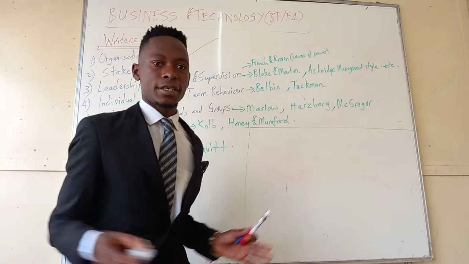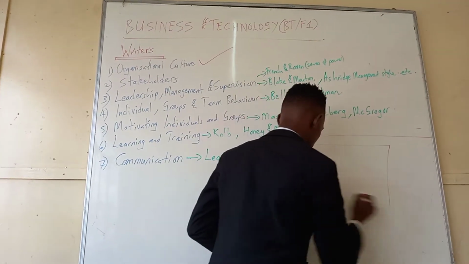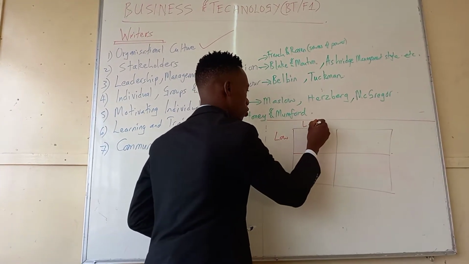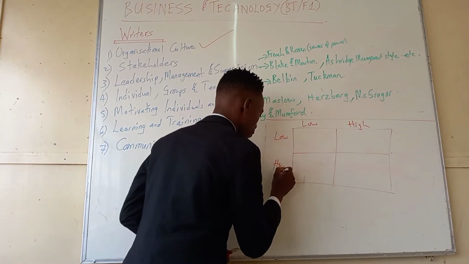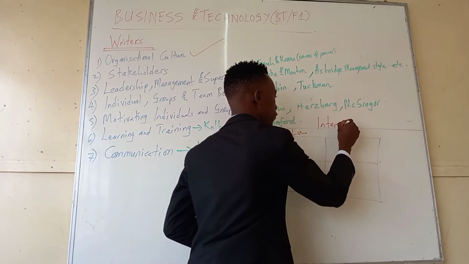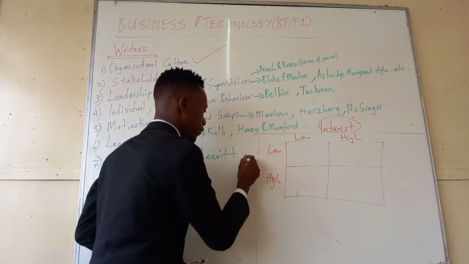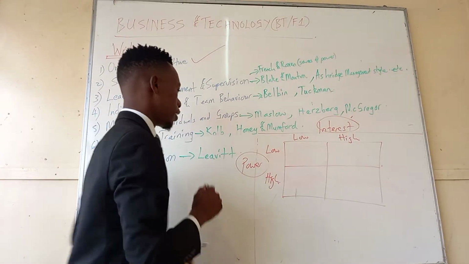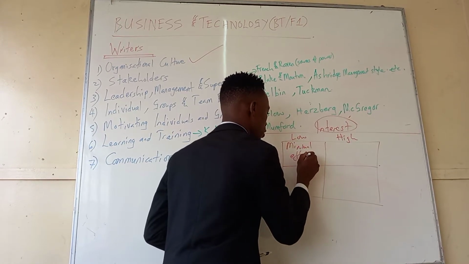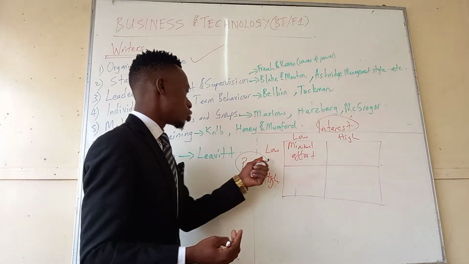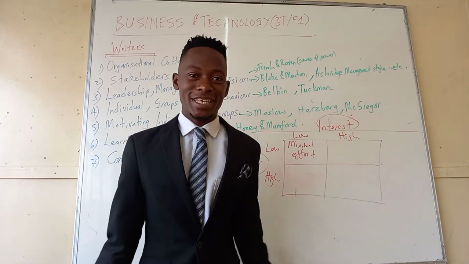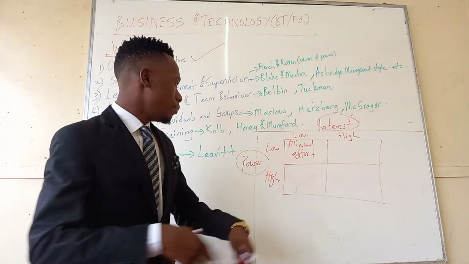Mendelow gave us this grid. Let me say low here, low, high, high. This is the level of interest. What about here? The level of power. If both are low, meaning someone who has low interest in your company and also doesn't have power, even if that kind of stakeholder complains, we are only willing to put in minimal effort, right?